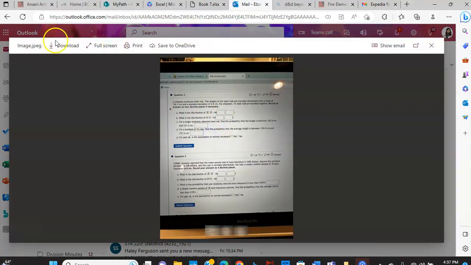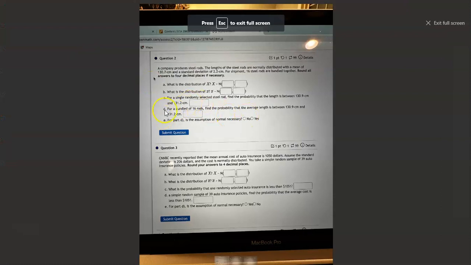The second one of these questions was for a bundle of 16 of these rods, and we have to find the same probability for the average length to be between 130.9 and 131.2. But the difference is that in C, the calculation that we just did, it was a single steel rod. In this one, it is a sample of 16 rods. And for that, we're going to use the standard deviation that we got for B, 0.55. So our calculation is going to be exactly the same process for D.